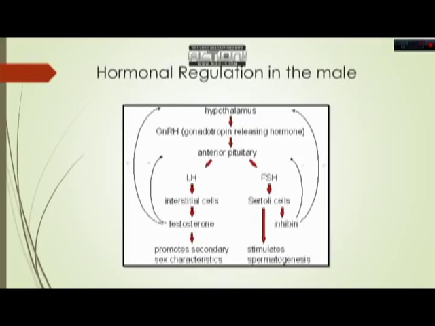The hormonal regulation in the male. Here is represented how the hormonal regulation works: the hypothalamus, the gonadotropin releasing hormone, and the anterior pituitary, which is divided into the LH and the FSH.